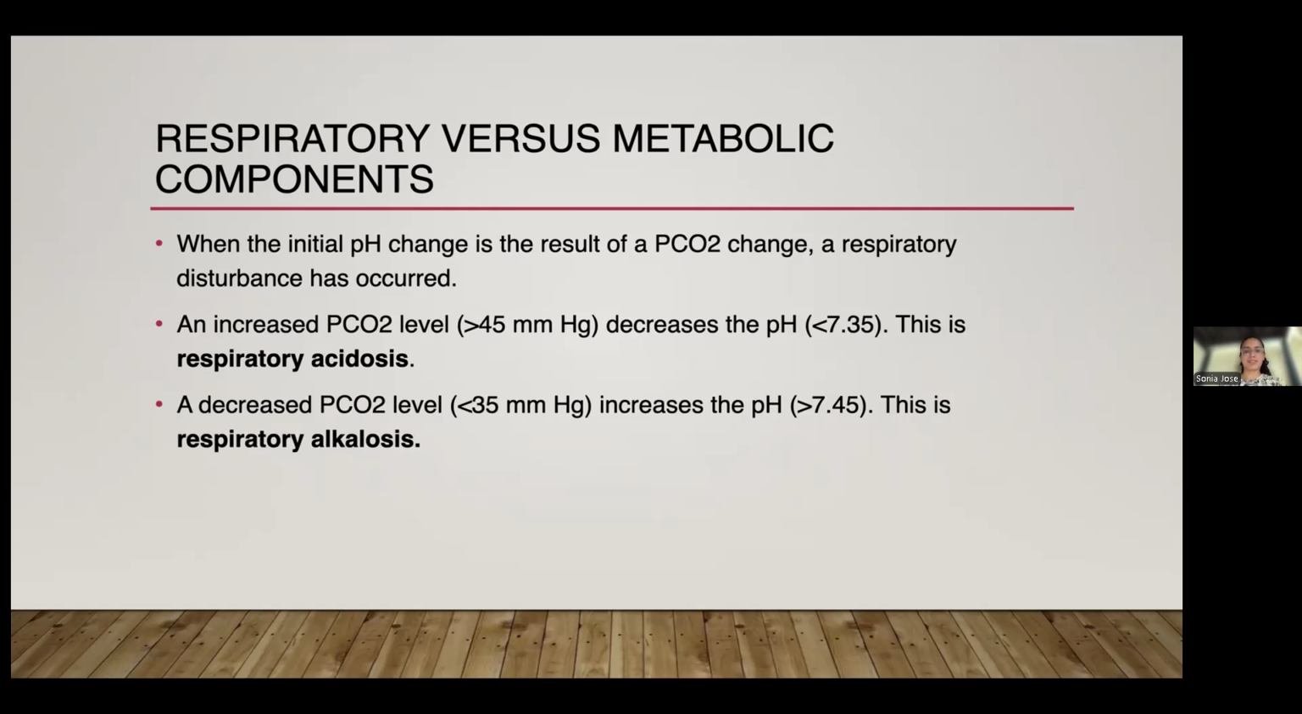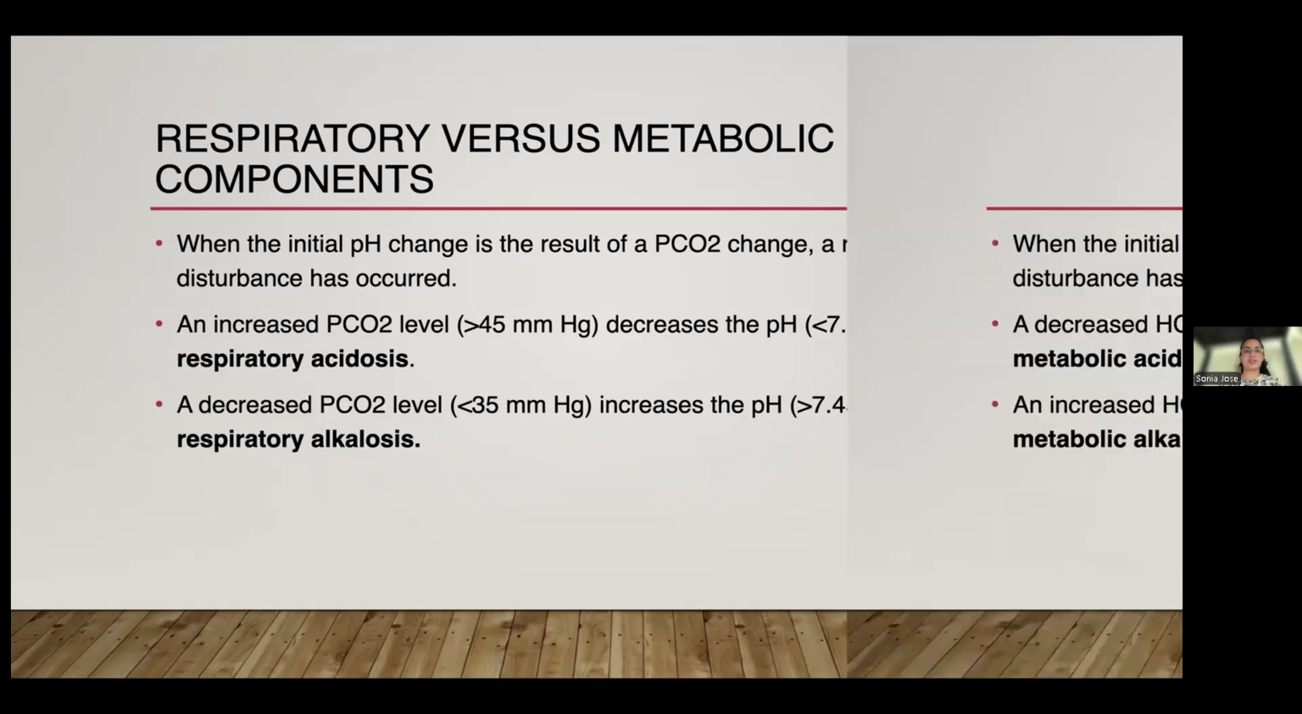So if the acidosis, that is pH level less than 7.35, is caused by increased PCO2 levels, then it is called respiratory acidosis. And when the pH is greater than 7.45, which is caused by decreased PCO2 level of less than 35 mmHg, then it is called respiratory alkalosis.